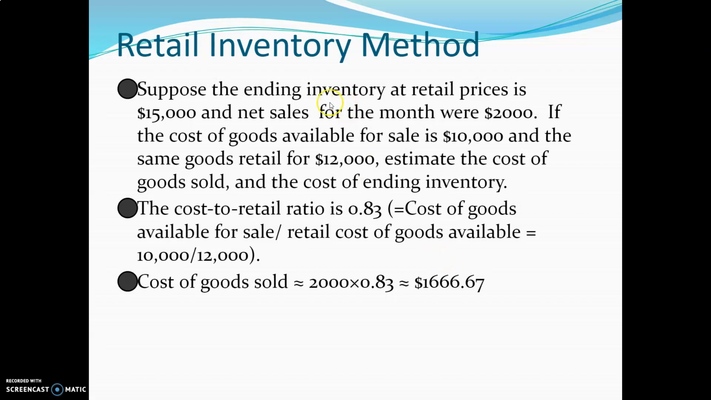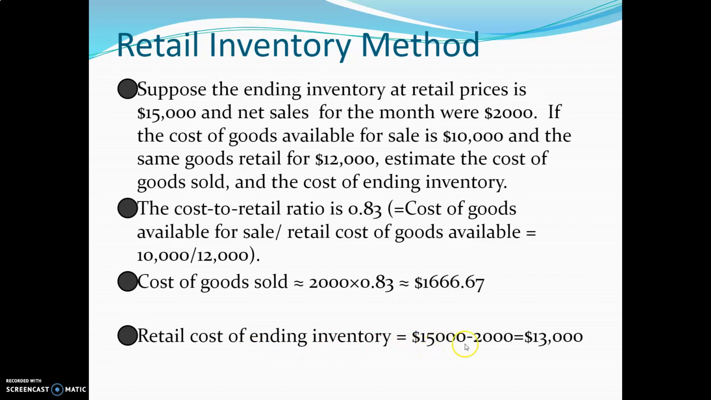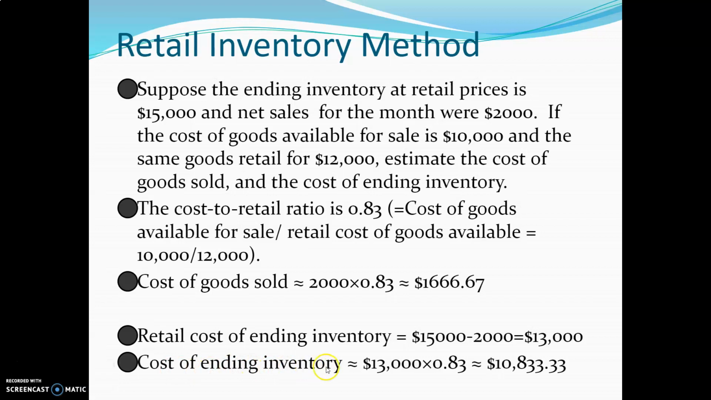Now we're not done there, because we're also going to try and estimate what our cost of ending inventory is. Well, we started with $15,000 here. Our ending inventory was $15,000. We know that we sold 2, so that means that there should be $13,000 left. Now, the cost of ending inventory should be roughly equal to 83% of that. So here's our calculations. 15 minus the 2 is 13,000, and our cost of ending inventory would be roughly 13,000 times 0.83, which gives us 10,833.33. And that is it.